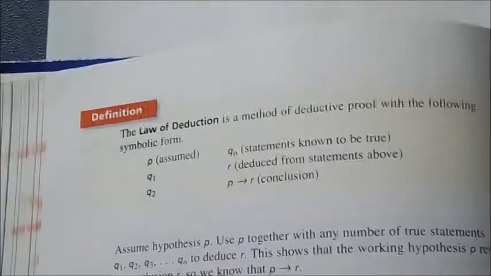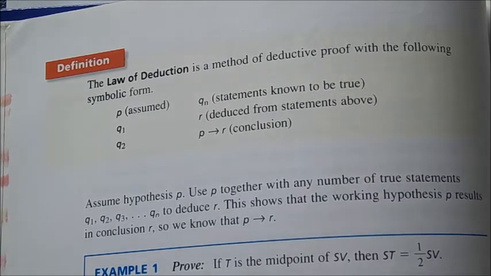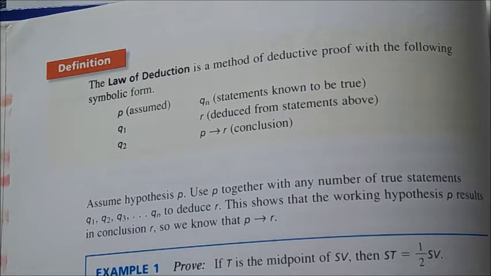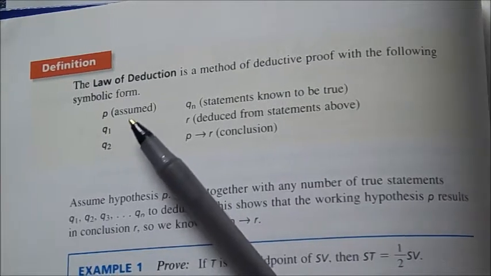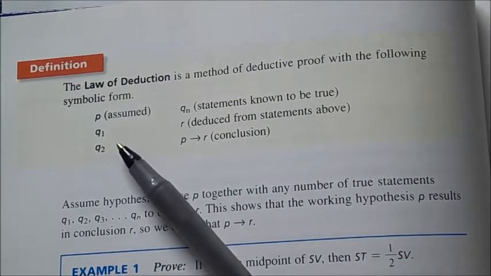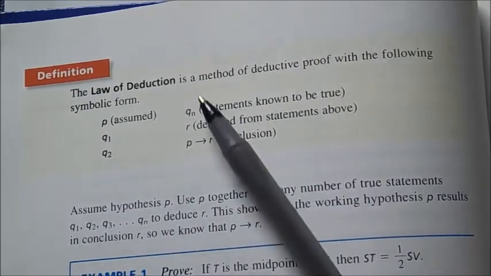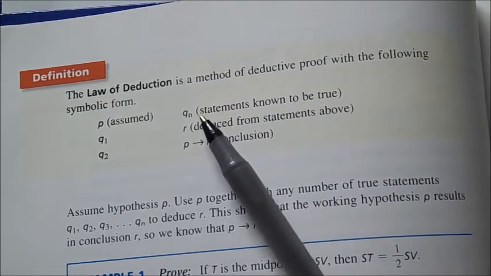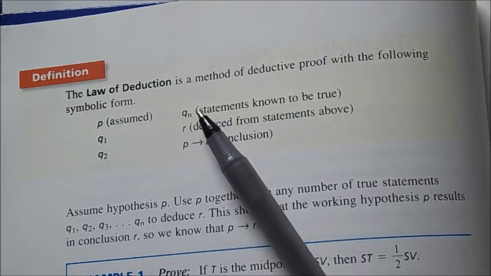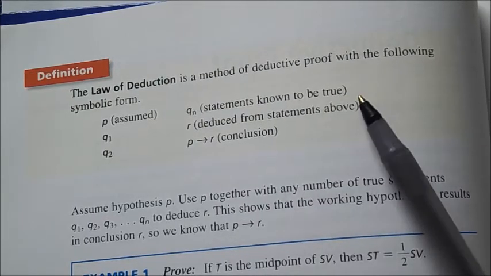All right, so let's take a look at the definition. A law of deduction is a method of deductive proof with the following symbolic form. So it starts with some sort of P statement, which is an assumed statement. From there, you're going to put another statement and another statement, however many you need. These should be underneath here, but they put a column too. So Q N just means you don't know how many statements you need, N number of statements, but it could be a lot. At some point though, you are going to deduce something from the statements above.